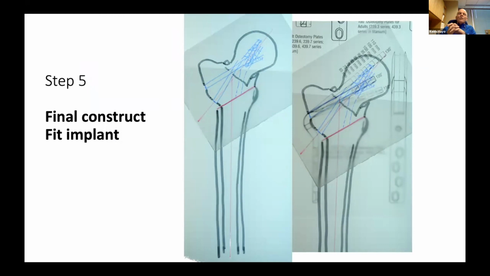And then you'd find out which of your blades would fit the best. Where is it going to be the best position of the blade in the head? And once you've decided on that kind of blade, in this case, it's 120, then we have a final construct with a blade in place.